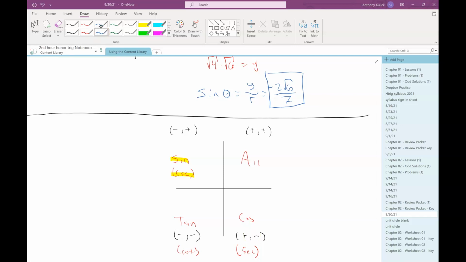So the acronym that they taught me when I was in high school is ASTC, going from quadrant 1 to 4. And we said that all silly turtles crawl. I don't know why. That's what I remember from when I was in high school. You can make up your own acronym to remember that, using whatever you deem least appropriate for school settings that I don't need to hear about.